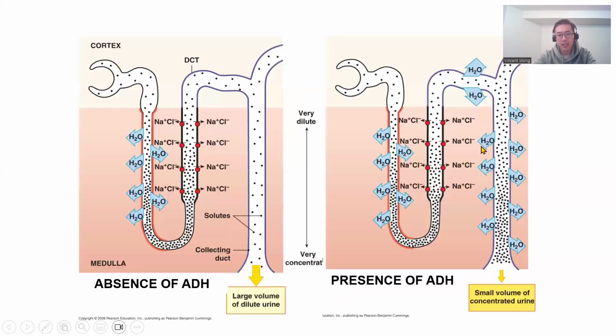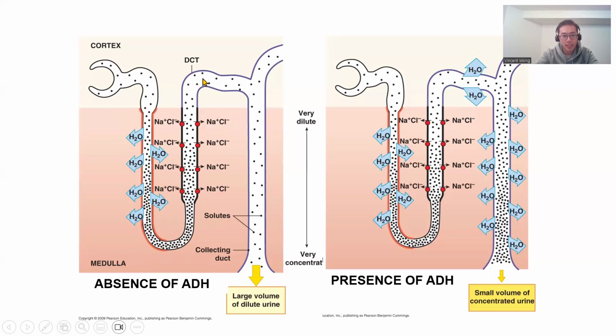It's probably easier to understand like this. On the left side, we have the absence of ADH. When you're well hydrated, when you have plenty of fluid in the body, the dots represent the osmolarity. On the way down the loop of Henle, because we're absorbing the water, it gets more and more concentrated. Remember the picture we drew? It gets more and more yellow until it's like dark brown at the bottom. And on the way up, because we are absorbing NaCl, it gets diluted.